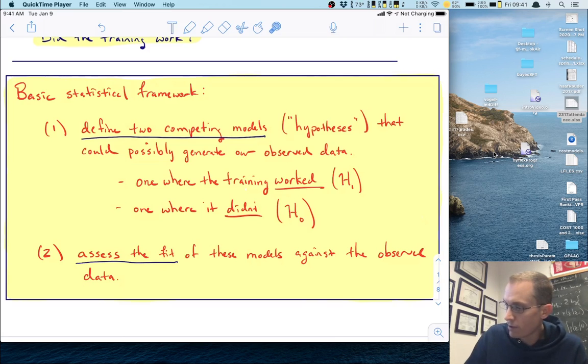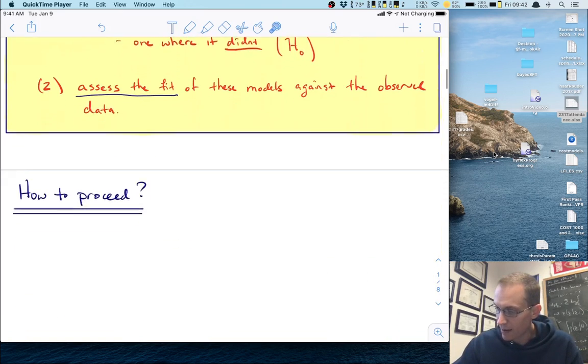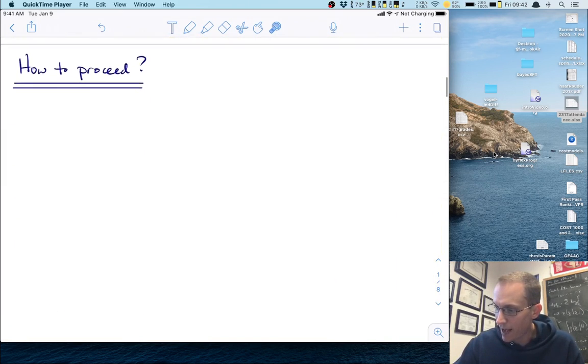The one model that we define is a model where this training worked. We call that an alternative hypothesis, whereas we define another model where it didn't work, that there was no effect of the training, and we call that a null hypothesis. So we have these two models now that we pit against each other, and essentially we assess the fit of these models against the observed data. So how exactly does that work? How do we proceed with a hypothesis test?